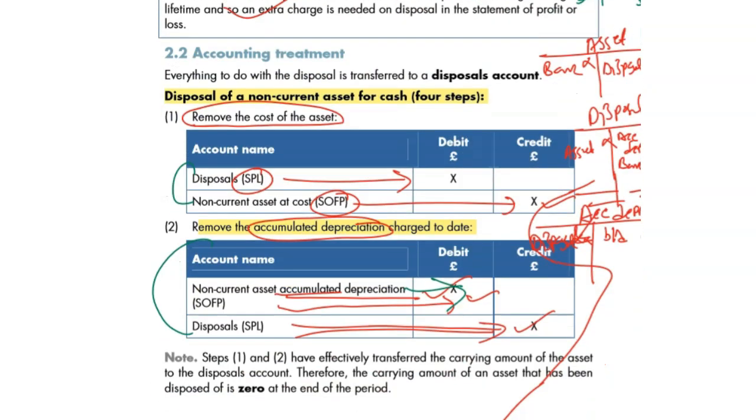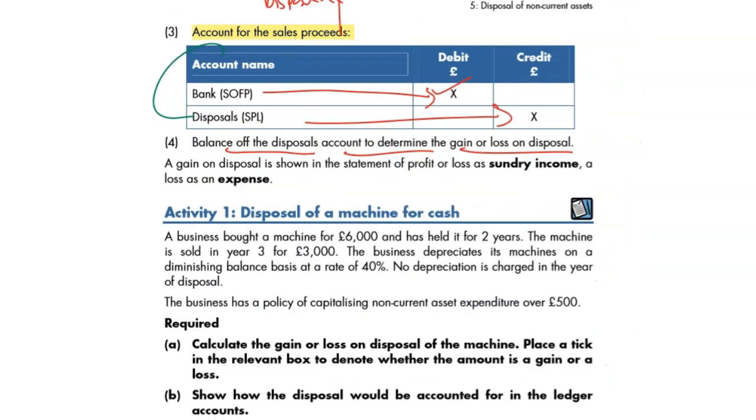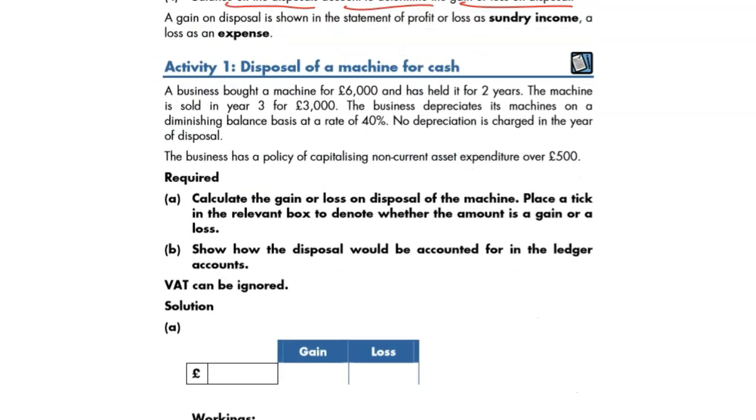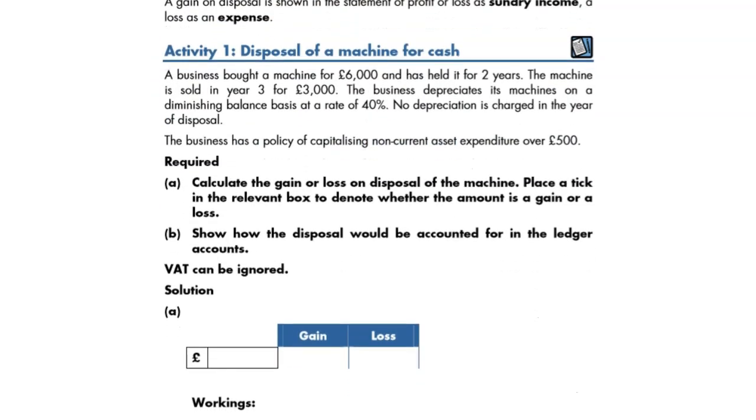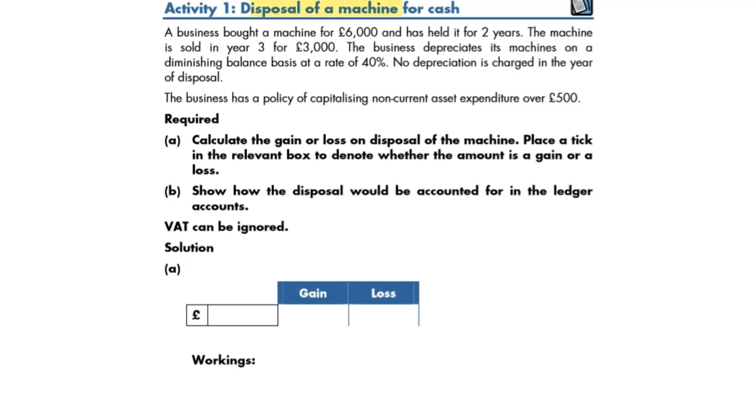Now we're going to check out some activities, and there is activity 1 in front of you. Disposal of machine for cash. A business bought a machine for 6,000. So that's the cost of the asset, and held in the business for 2 years. The machine is sold in year 3 for 3,000. That's your sale proceed, bank.